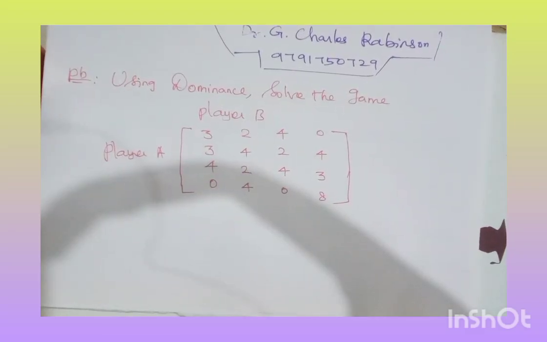Today we are going to discuss a very important and easy problem from operations research, particularly game theory. Let us take an example using dominance, solve the game. Player A is on the row side and player B is on the column side. We are given four columns and four rows, so it is a 4 by 4 matrix.